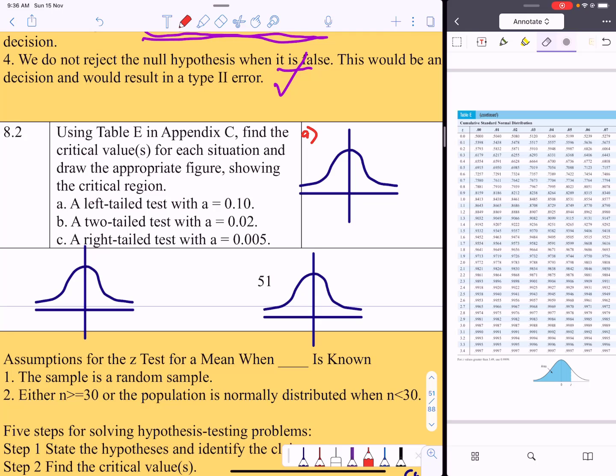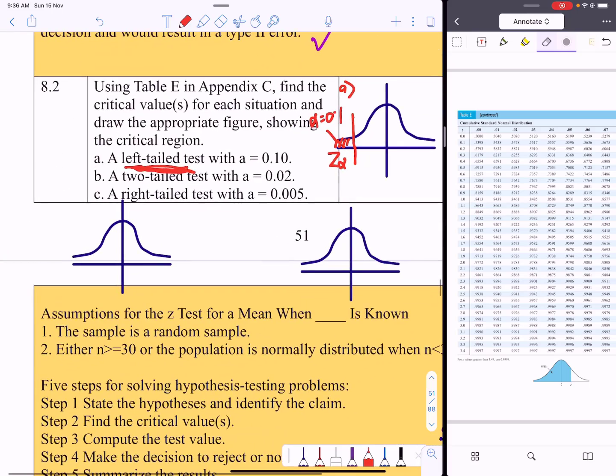For a left test with alpha 0.1. A left tail test. Left tail here lah. Okay, alpha here is 0.1. Jadi we need to find the critical region based on the Z score. The Z here lah, Z alpha.